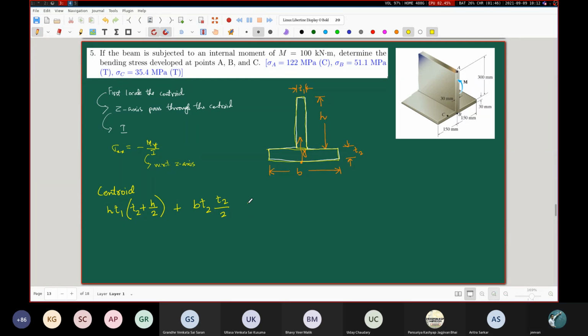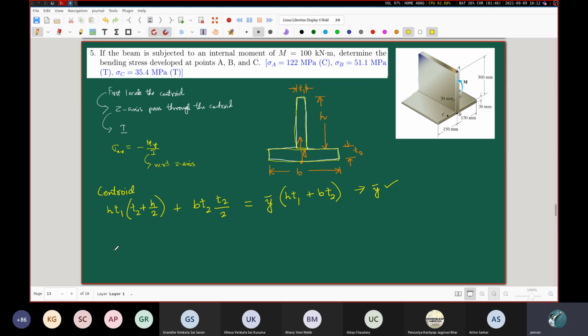That's it. Now this thing should be equal to y bar, where y bar represents the y coordinate of the centroid of this entire cross section, which means that the thing that this y bar must be multiplied with is the total area of this cross section, and the total area is nothing but HT1 plus BT2. So from this equation, you can find out the value of y bar.